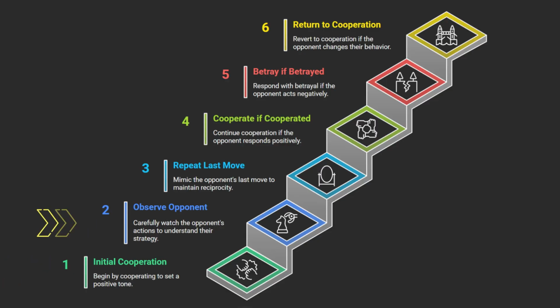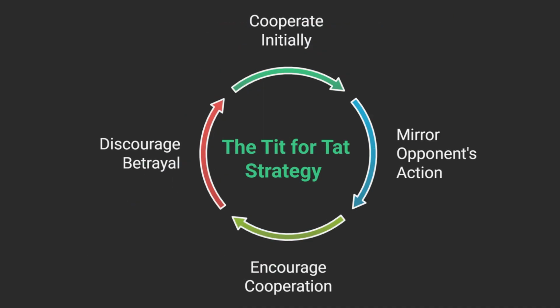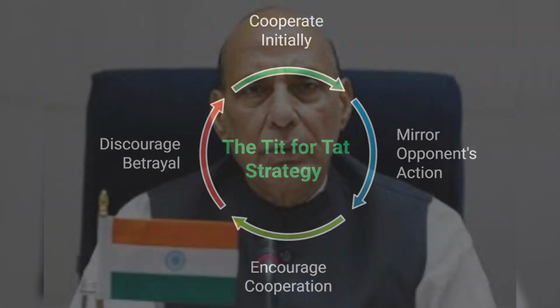Subsequent moves: then you simply copy your opponent's last move. If they betray you in the last round, you betray them in the next. If they cooperated, you cooperate too. It builds trust over time because you consistently reward cooperation, but it also punishes betrayal immediately and consistently.